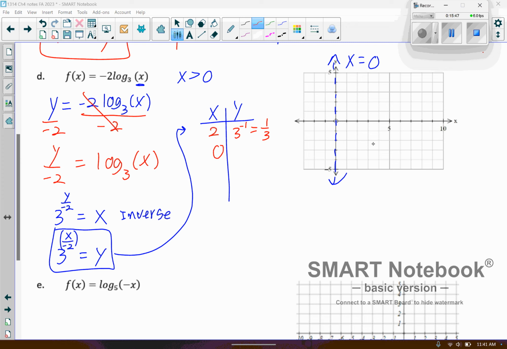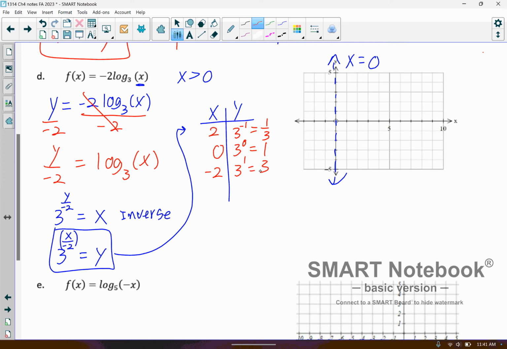Okay, so let's see. That would give us 3 to the power of 0, which then would give us a 1. And then we want to plug in something that would give us a +1 for a power. So we plug in -2. So -2 divided by -2 would give us 3 to the power of 1, which is just 3, right?